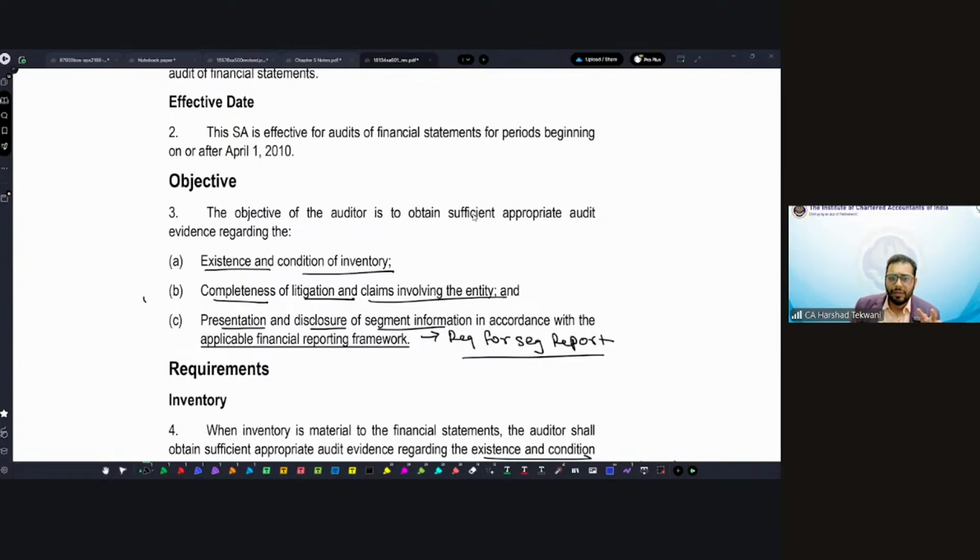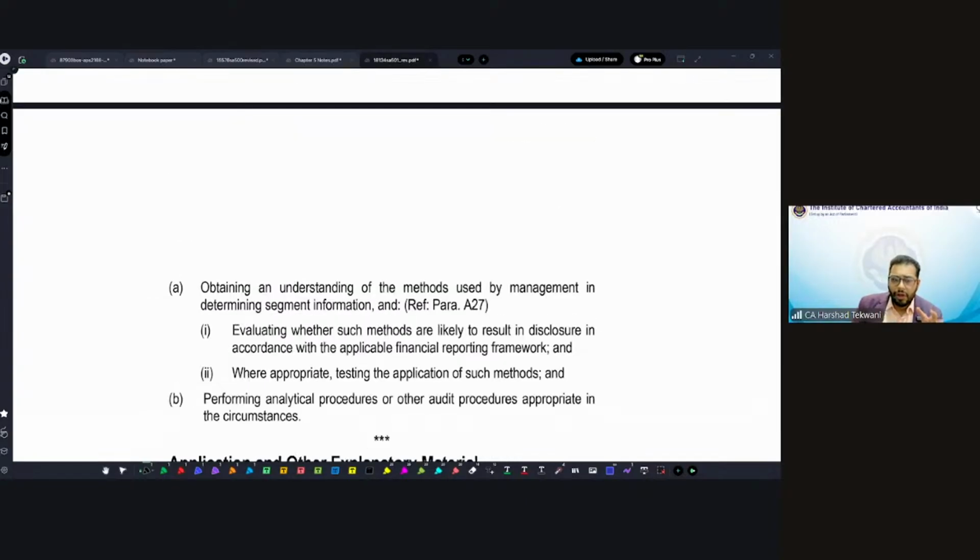No difficulty in that. Straightforward. So if I talk about understanding the method used by management, like how they are determining segment information, how it is prepared, whether it is in accordance with the applicable financial reporting framework. Sometimes you need to test the application. For example, management does bifurcation between segments based on some coding or some formulas. Go and check those methods, whether they are in line with the applicable financial reporting framework.